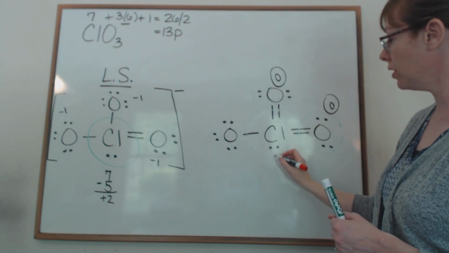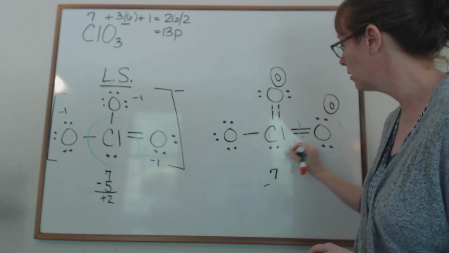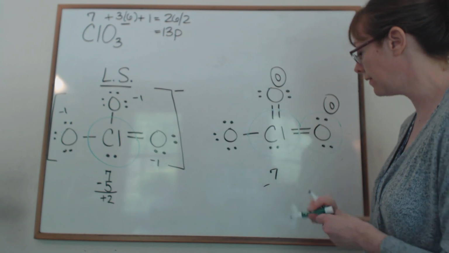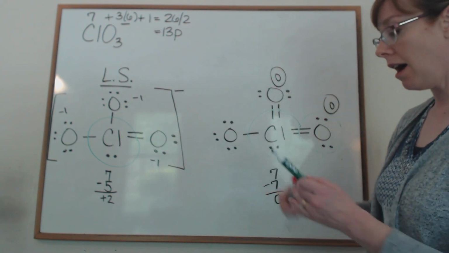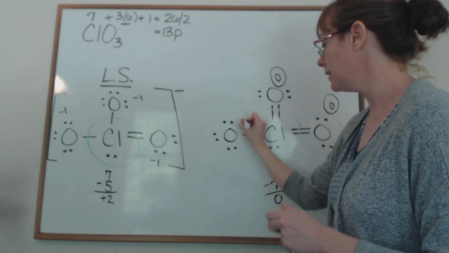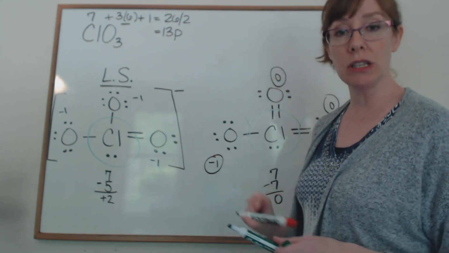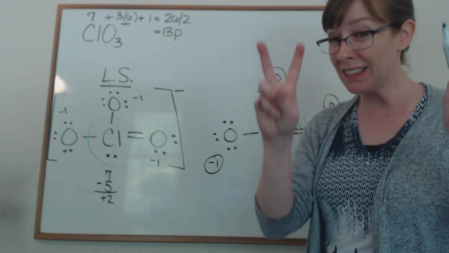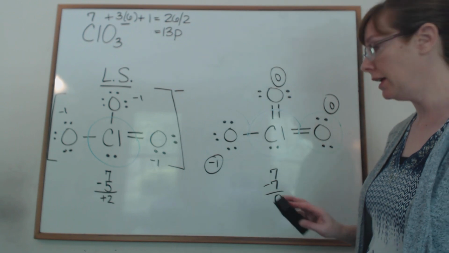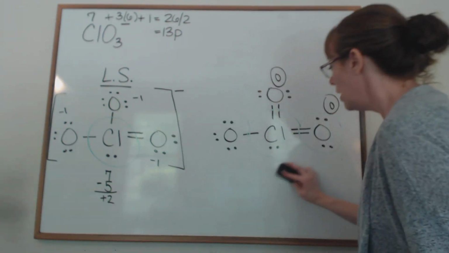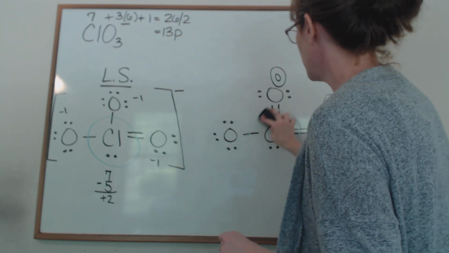Chlorine now has a formal charge of 7 minus 7. Chlorine has a 0 formal charge now. And oxygen is the one that has a -1 formal charge. And that's better because oxygen's more electronegative. So my best Lewis structure is going to be this one here. That's the one that I'm going to go ahead and analyze for VSEPR modeling.